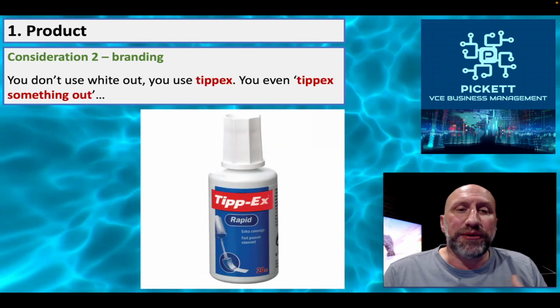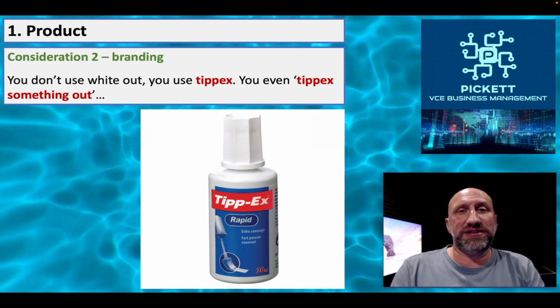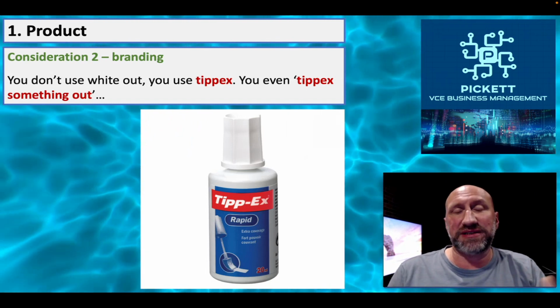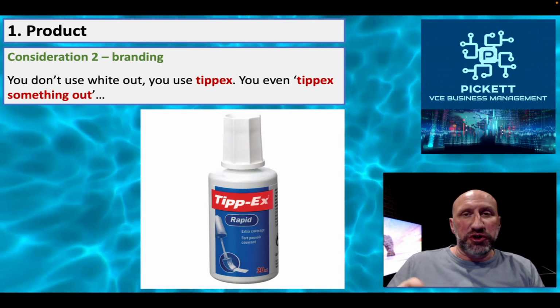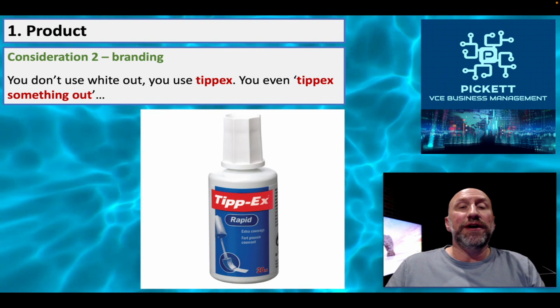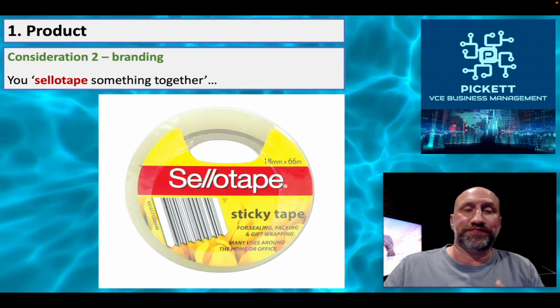Okay, another UK example here. Again, when I was growing up, you didn't use whiteout, as you guys would say. We would use Tipex. So again, Tipex was the market leading brand, but a lot of people didn't use Tipex. They used generic brands, but you would still refer to it as Tipex and you would Tipex something out. You know what I mean? So again, another example of a brand becoming a verb because that branding was so powerful.